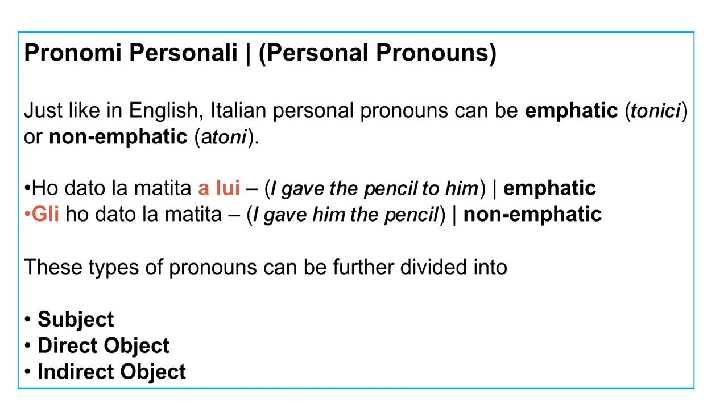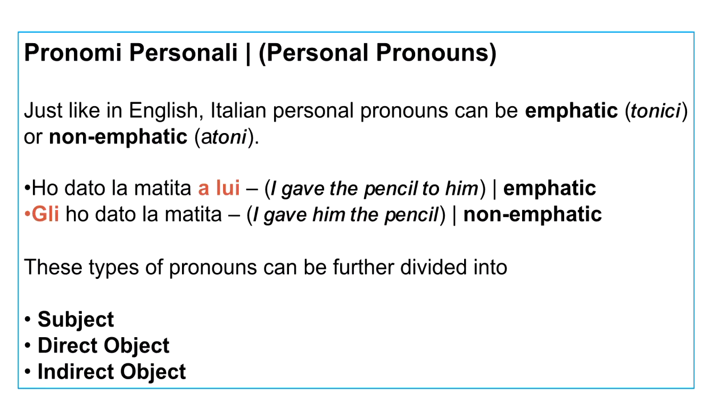Now, let me give you an example of what I mean. If I want to say that I gave the pencil to him, I gave this pencil to him, to Marco, or to John, I want to emphasize it by constructing the sentence this way. Ho dato la matita a lui. You see, the emphasis is on lui, which means to him, whichever that might be. I can say Marco or Filippo, Filiberto.